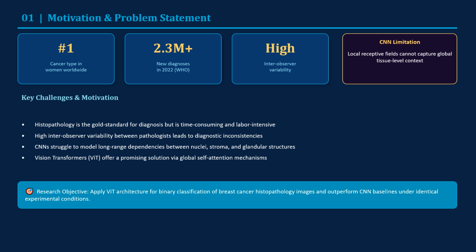Unlike CNNs, vision transformers analyze the image as a whole. They use a self-attention mechanism that allows the model to understand how different tissue regions are connected. Based on this idea, we wanted to investigate whether vision transformers could improve breast cancer image classification when compared with the traditional CNN models under the same experimental conditions.